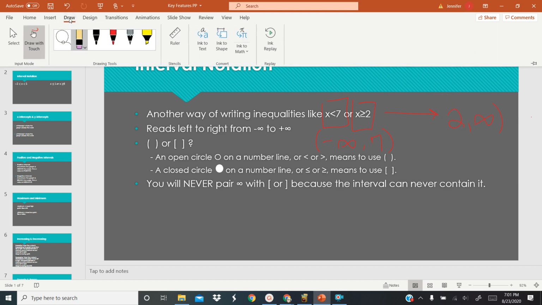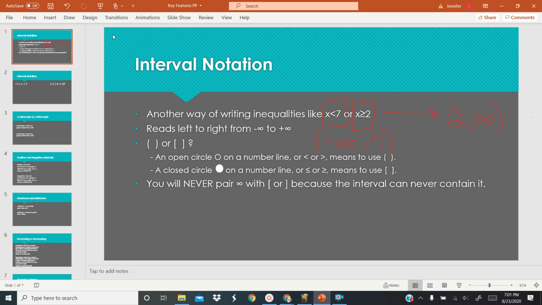So last year you guys learned about open and closed circles, I think. Brackets and parentheses are really similar. A closed circle means you actually use a bracket, and an open circle on a number line means you would use parentheses. I'm going to show you a little bit more on the number lines in a second.